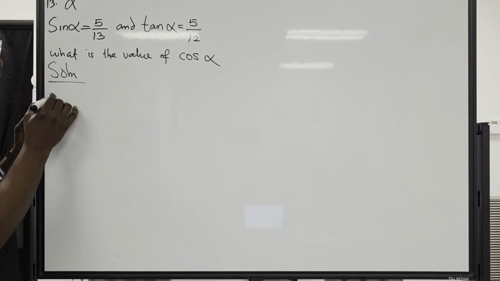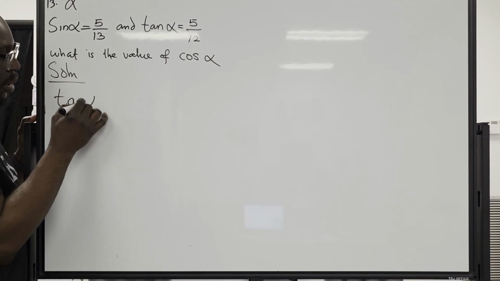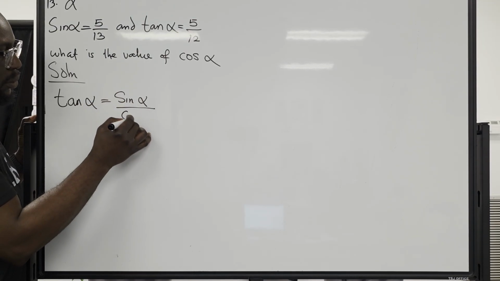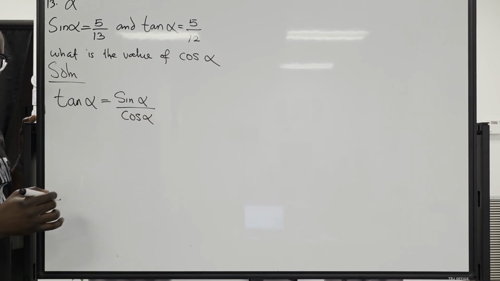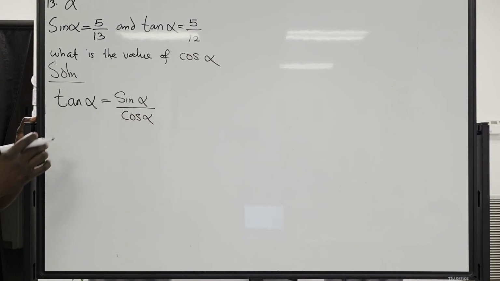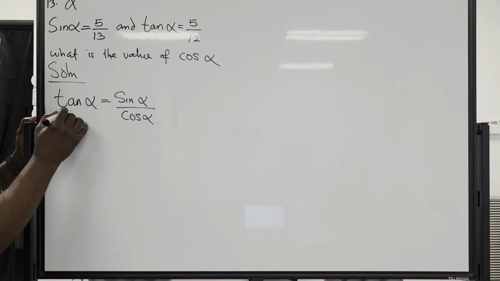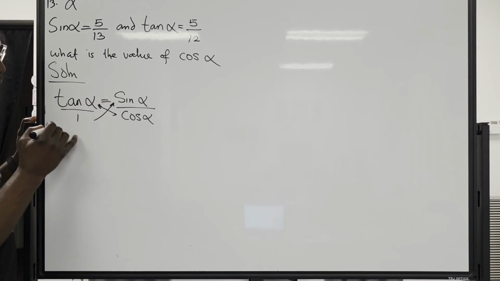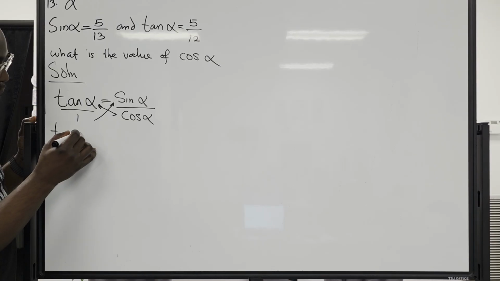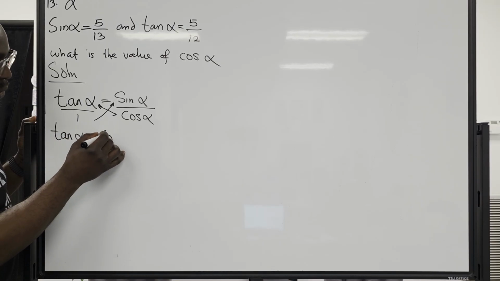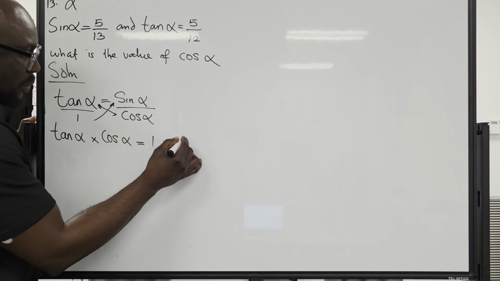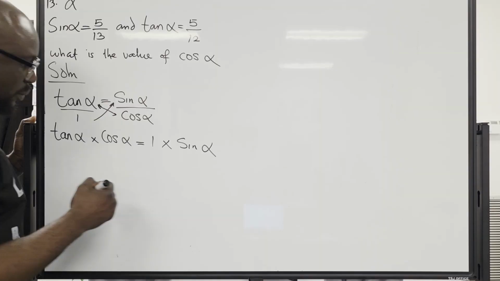So we know that tan alpha is going to be equal to sine alpha over cos alpha, right? So if we want to isolate just cos alpha, we can say this is over 1. You can multiply this by this, and then this by this, so that you have tan alpha times cos alpha is equal to 1 times sine alpha, right?